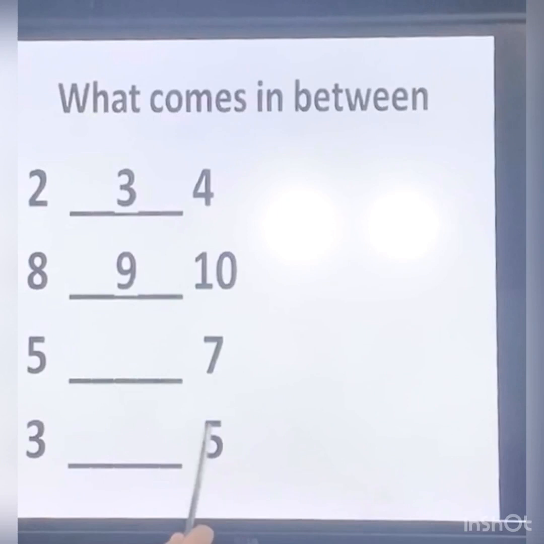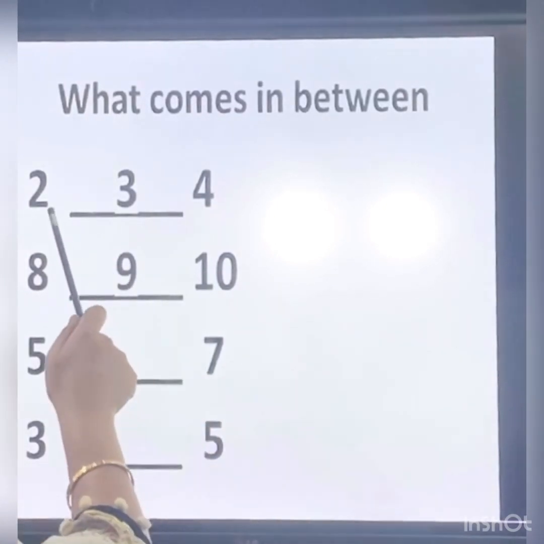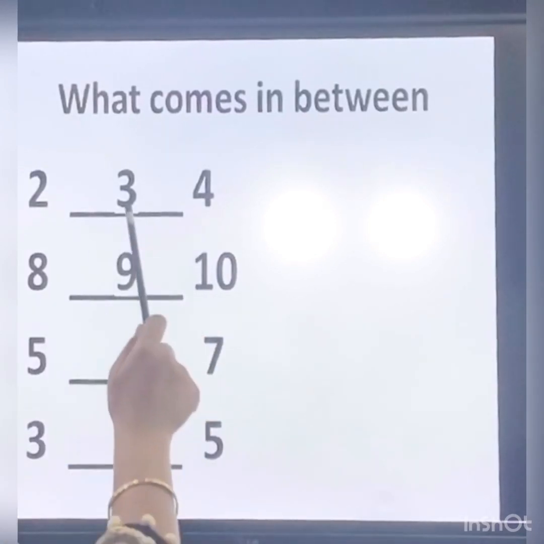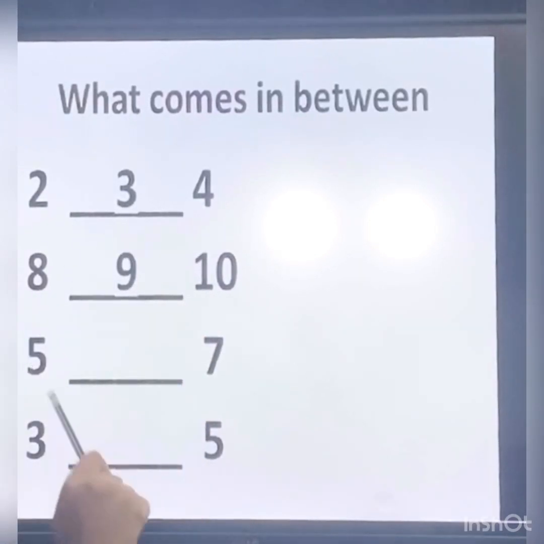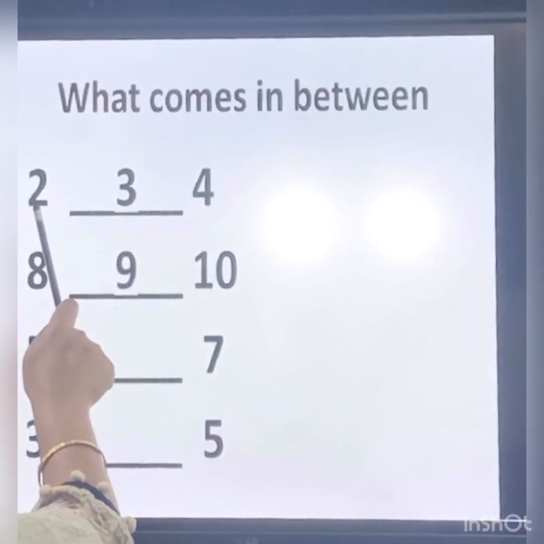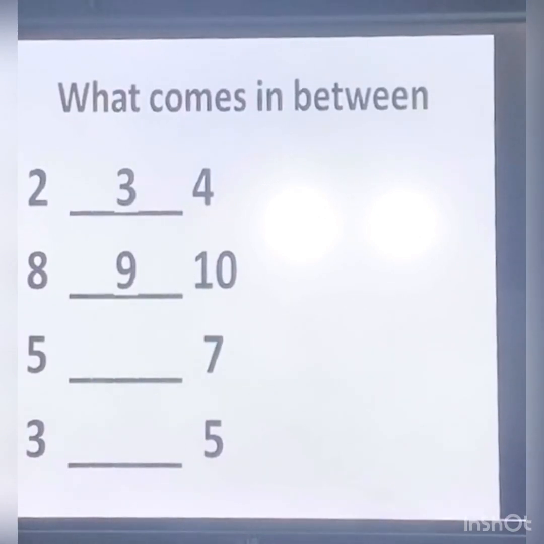So in a similar way, with the help of Mama and Papa, you can revise what comes in between in your notebooks. Let's practice this once here. We have two numbers here, 2 and 4. What comes in between 2 and 4? Let's do forward counting and see from 2. 2, 3, 4. So the answer is 3.